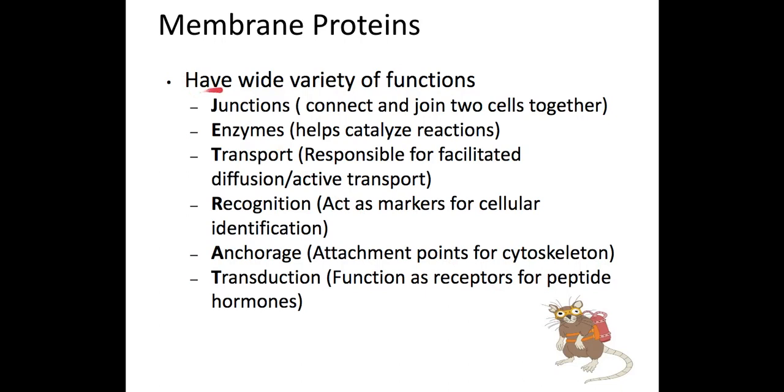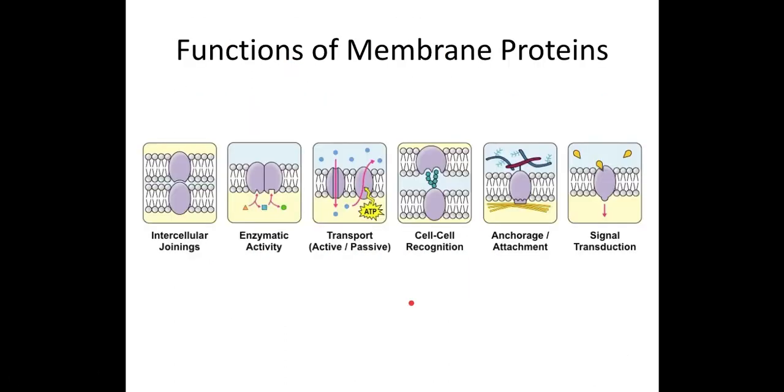Membrane proteins have a wide variety of functions. A manner in which you can remember this is through the abbreviation JETRAT: they assist in junctions, which connect and join two cells together. Enzymes, so they help catalyze reactions in the cell. Transport, they're responsible for facilitated diffusion and active transport in the cell. Recognition, they act as markers for cellular identification. Anchorage, they mark attachment points for the cytoskeleton. And transduction, so they function as receptors for peptide hormones in the cell. Here's just a diagram to represent the various functions that membrane proteins employ in the cell membrane.